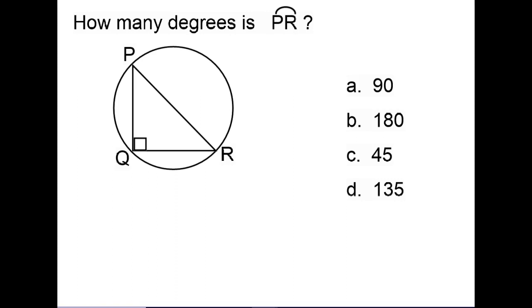See if you can figure out how many degrees PR is. Well, since this is a 90-degree angle and it's inscribed, that's going to make this 180 degrees of arc.